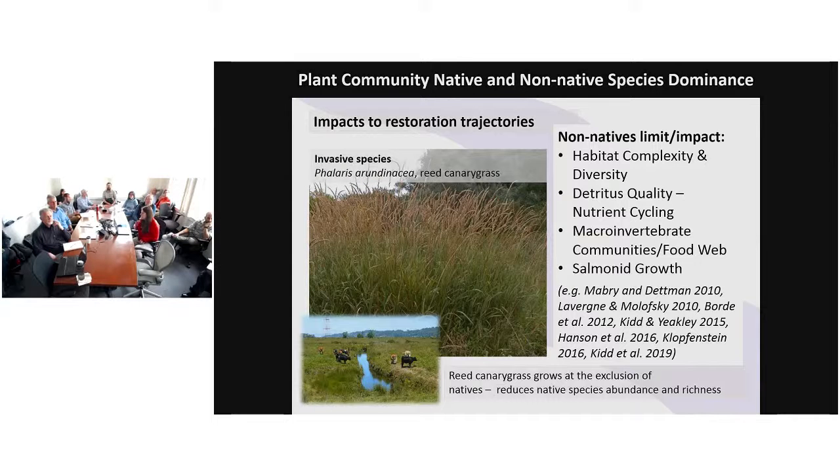And so some other things that we have learned over the years about reed canary grass is that it affects habitat complexity and diversity. It impacts detritus quality and nutrient cycling on sites. It impacts macroinvertebrate communities and food webs. And also there are some links to salmon growth, it negatively impacting salmon growth. So there's a lot of research locally and outside of the area that's pointing to this.